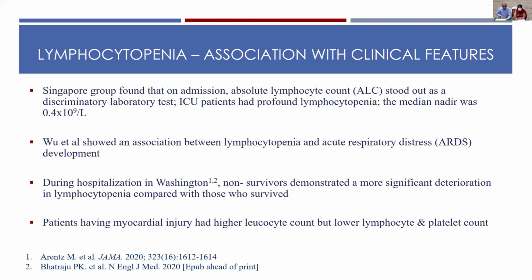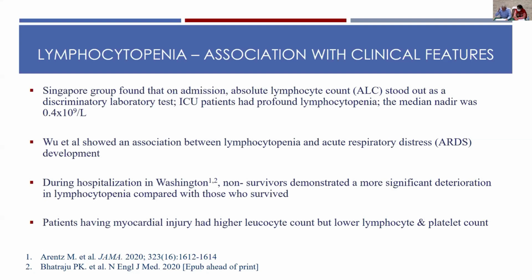Continuing with lymphocytopenia and its association with clinical features, the Singapore group found that on admission the absolute lymphocyte count stood out as a discriminatory laboratory test. ICU patients had profound lymphocytopenia, with a median reported as 0.4. Then the study reported by Wu et al. showed an association between lymphocytopenia and acute respiratory distress.